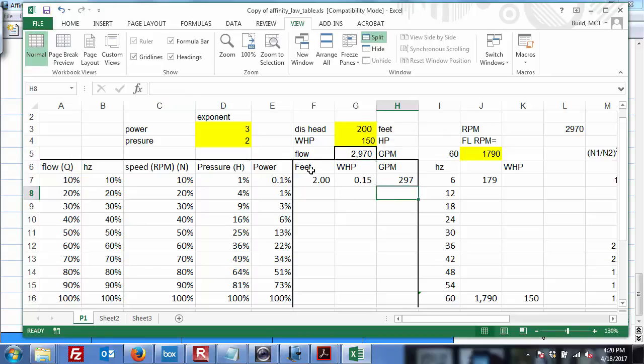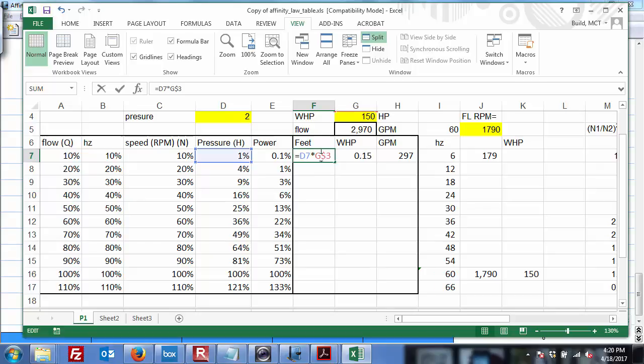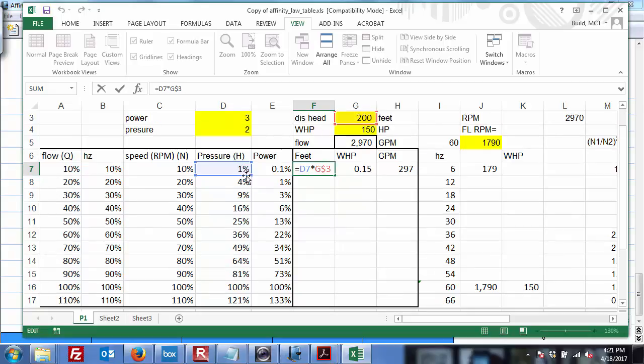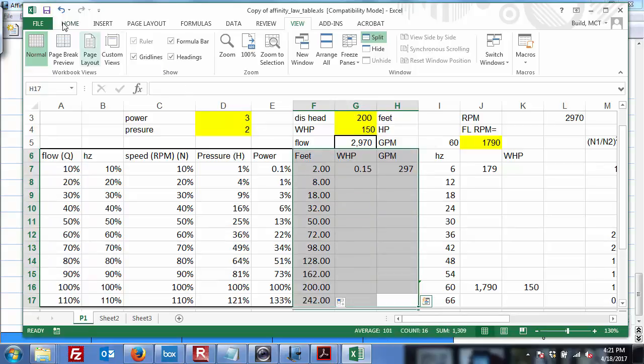Now, to fill the rest of the table in, since we've already gone to all that trouble of getting our affinity laws filled in for the ratios, I just multiplied the affinity law value, which in this case at 10% flow rate is 1% pressure, times 200 is 2. Cool. We run all the way down and see that we can get it all the way up to 240 feet of pressure.